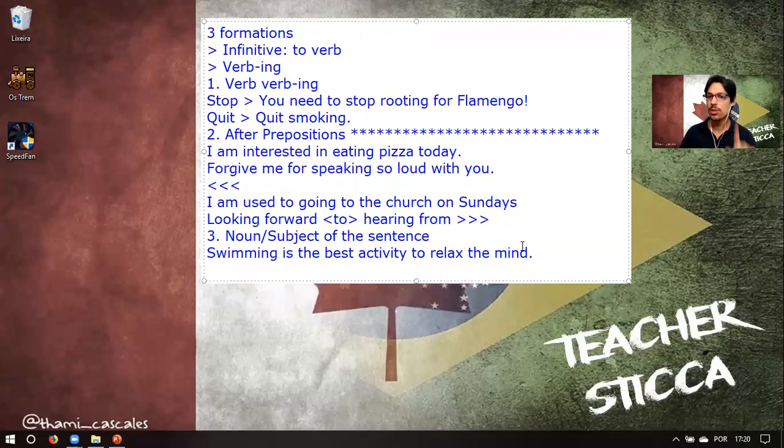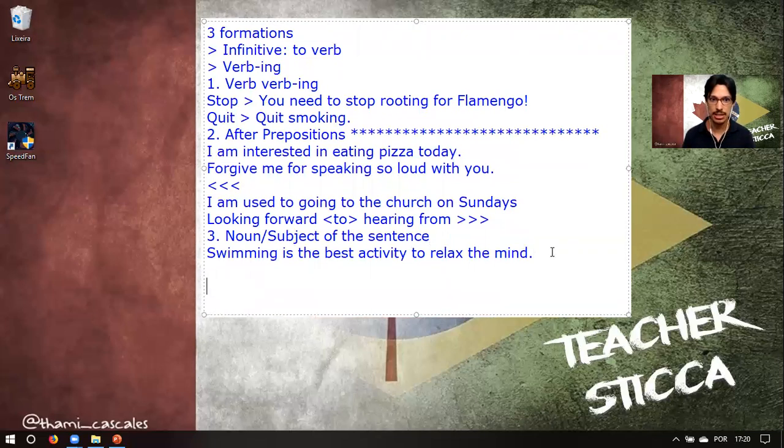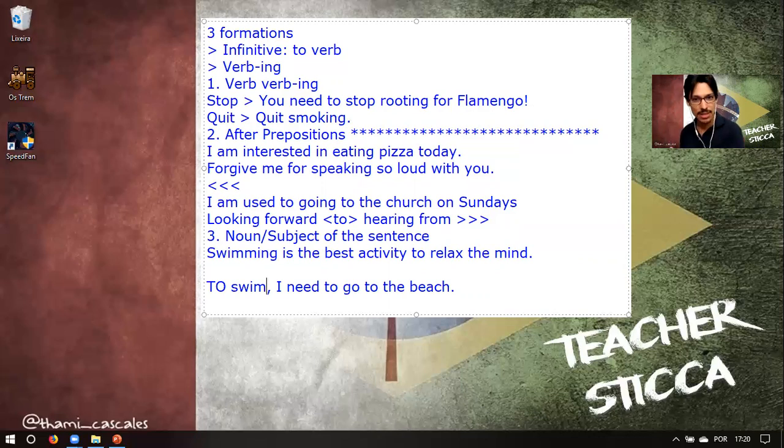Let me just give you another situation so that you can contrast ideas. To swim, I need to go to the beach. For the purpose of swimming, to swim, I need to go to the beach. So it's a completely different idea. What do you need to do to swim? To swim, I need to go to the beach. Okay, so this is the third situation. Now, this is the formation of ing verbs.